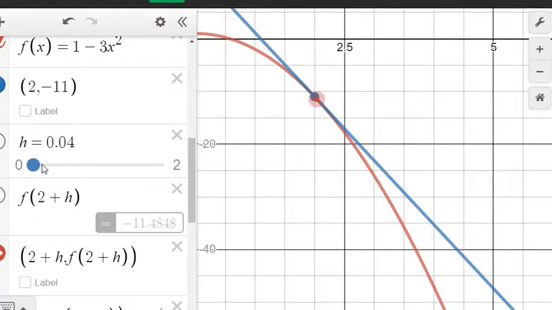Okay. A couple more to finish up rate of change. Let's take a look at problem 28.